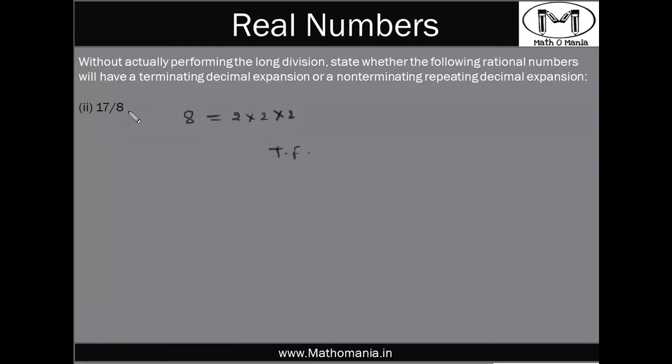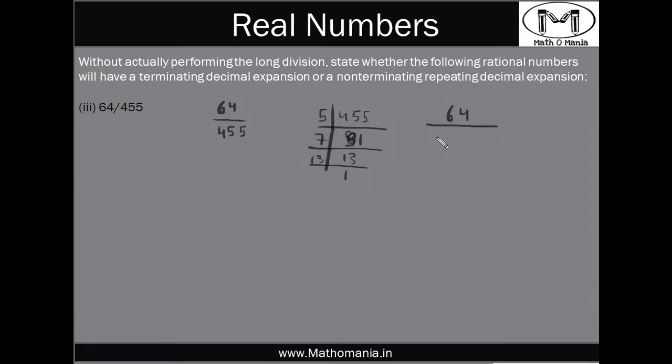First of all, we also need to check that the fraction is in the simplest form. And 17 by 8 is already in the simplest form, right? After that, we'll check the denominator. In the denominator, we have 2's only. So, this will be a terminating fraction. Next part, 64 by 455. Now, this 455 on division by 5 will give us 91. Further, on dividing by 7, it will give us 13. And then by 13, it will give us 1. So, we can write this expression as 64 upon 5 into 7 into 13.